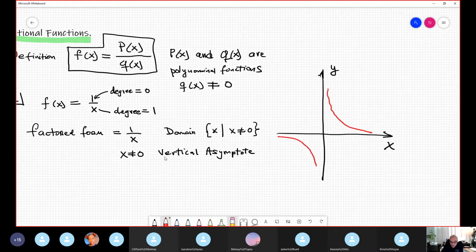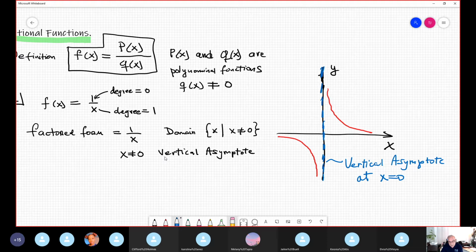And we have one vertical asymptote at x equals 0. The representation of a vertical asymptote is a dotted line. But let me use another color, maybe blue. Normally I like black. Okay, this is the vertical dotted line. This is a vertical asymptote at x equals 0, because 0 in the denominator makes it undefined.